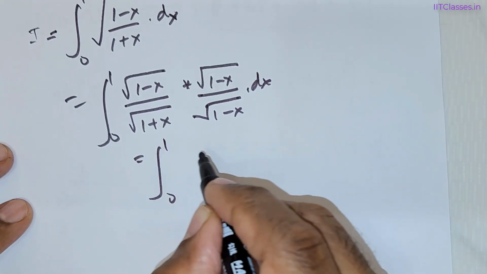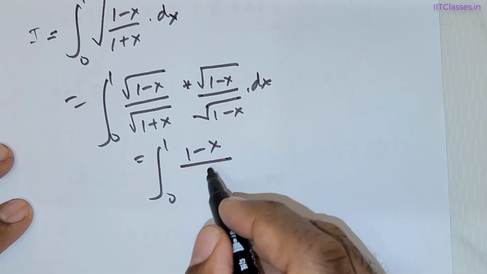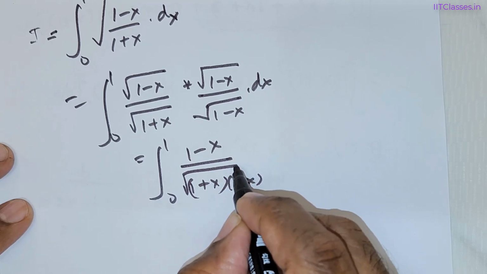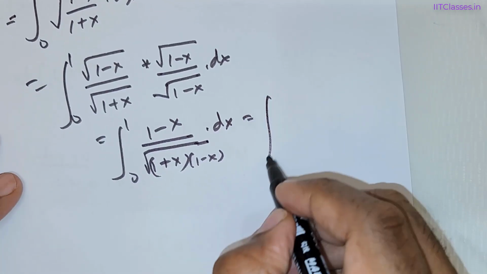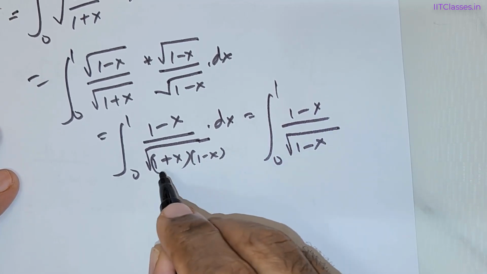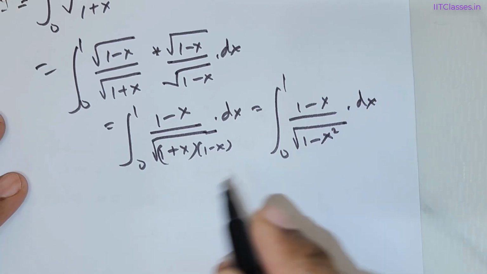This is equal to the integral from 0 to 1. The square root of these like terms will give me (1 - x). This is going to be root of (1 + x) times (1 - x) times dx. I can rewrite this as the integral from 0 to 1 of (1 - x) over root of (1 + x) times (1 - x), which is (1 - x squared), times dx.